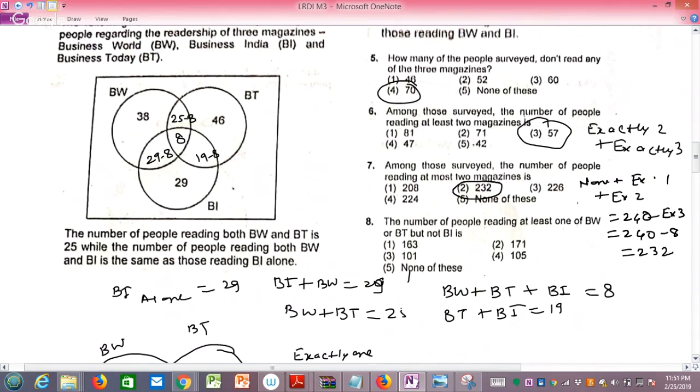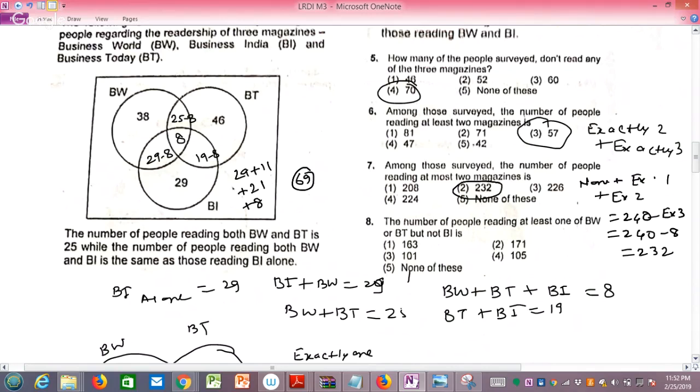The number of people reading at least one of BW and BT but not BI. So we need the BW and BT people, but we do not need the BI people. So total how many people are reading BI? Just calculate here. So 29 plus 11 plus 21 plus 8. 69 people are reading this.